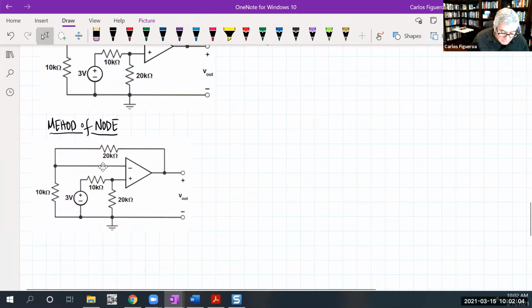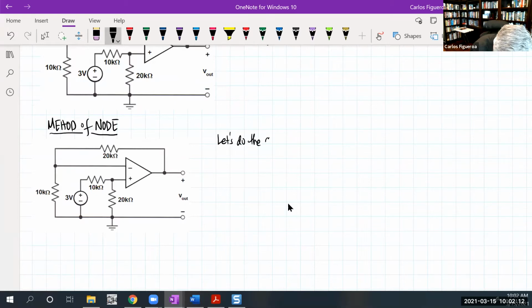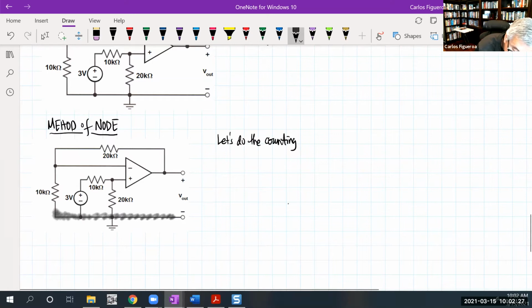Right away, we're going to look at this guy right here and do the counting. Of course, we've got our ground, so we don't count the ground. And we can immediately see that we have one node that we know for certain. That node, of course, is 3 volts.